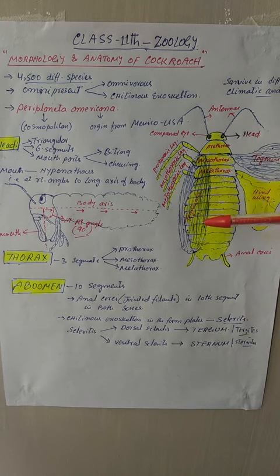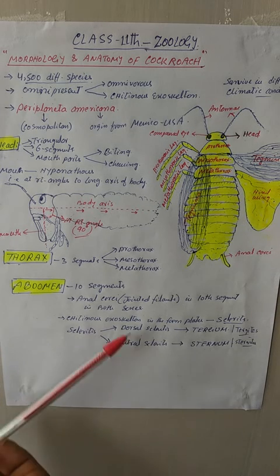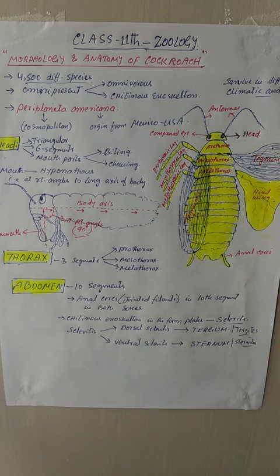The chitinous exoskeleton is in the form of plates, or these chitinous plates are also called sclerites. The sclerites which cover the dorsal part of the body are known as tergum or tergites, while those sclerites which cover the animal ventrally are known as sternum or sternites.